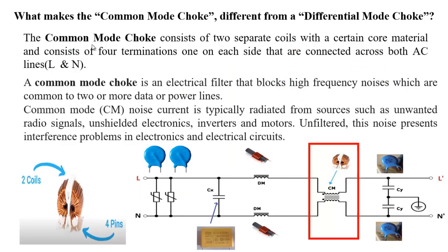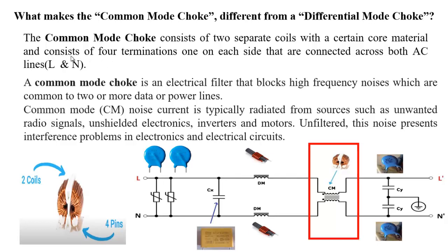The common mode choke consists of two separate coils with a certain core material. That means here are two coils but the same core material, and it consists of four terminals. It has four terminals, 1, 2, 3, 4.